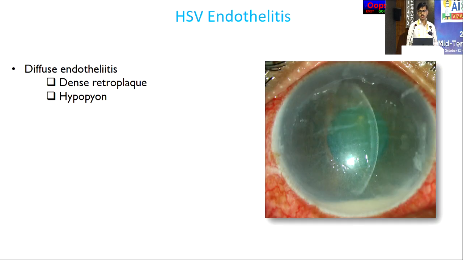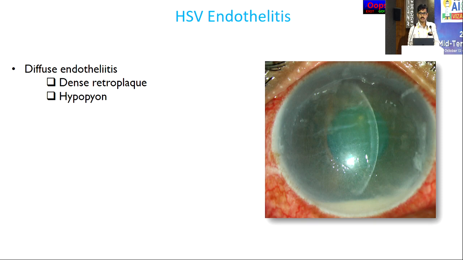In diffuse endothelitis, there will be diffuse pigments on the endothelium, and it can be associated with iritis. In this picture you can see the dense AC reaction with hypopyon. This is a diffuse endothelitis. How do we differentiate between a normal uveitis and these endothelitis pictures? In uveitis, usually you will see KPs in the Arlt's triangle, and edema is not that frequent. But here in HSV endothelitis, edema will be there, diffuse pigmentation will be there, and increased IOP will be there.